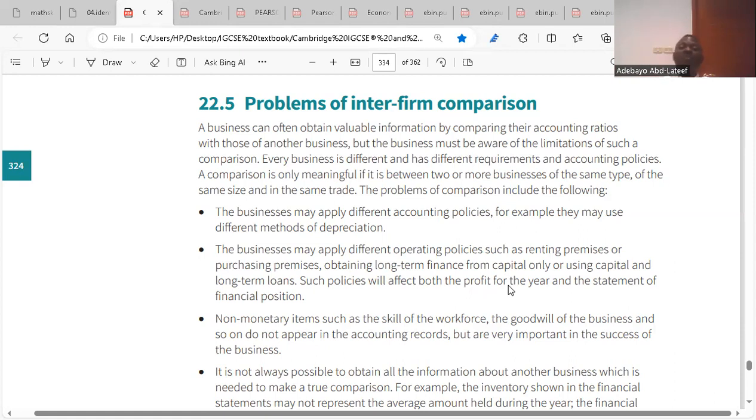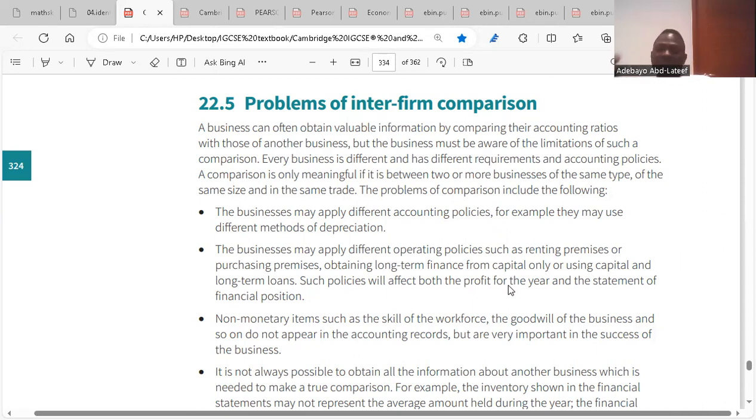So it becomes meaningful only if you're comparing businesses of the same size, the same business, and they do the same thing. So their size, the kind of business they do, and what they produce are the same. If not, it doesn't make sense. Like comparing schools, Mukta International School with maybe Passion International School, a small school like that. It's difficult. That's what they're saying there.